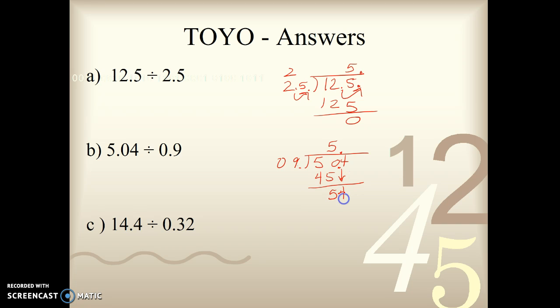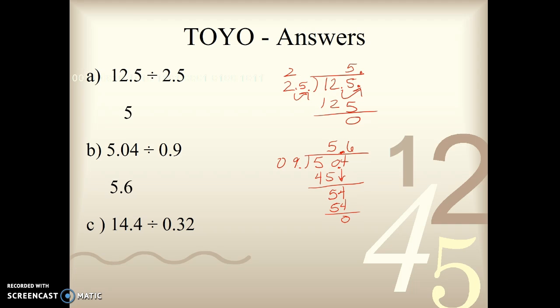Now we're going to bring down the 4. And 54 divided by 9 is 6. 6 times 9 is 54. If I subtract, I get 0, so I know I'm done. And we already have the decimal place in there because we did that in step 3. So my answer is 5.6.